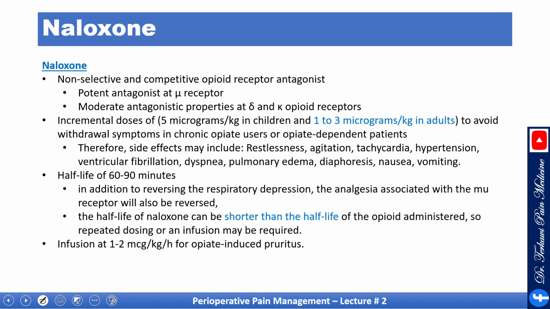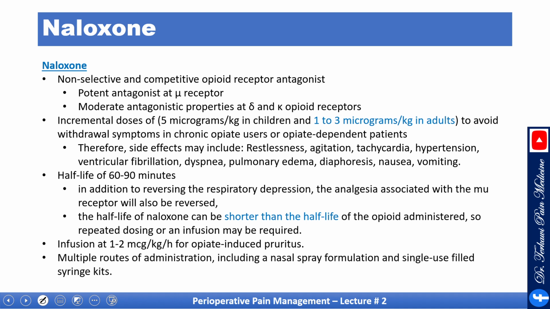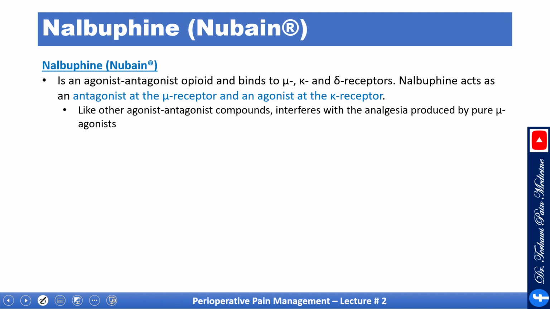Infusion can be 1 to 2 mcg per kilogram per hour for opioid-induced pruritus. Multiple routes of administration are available, including nasal spray and a single-use prefilled syringe kit. Now, nalbuphine, speaking of antagonists, nalbuphine or Nubain is an agonist-antagonist opioid and binds to mu, kappa, and delta receptors. Nalbuphine acts as an antagonist at the mu receptor and an agonist at the kappa receptor. Like other agonist-antagonist compounds, it interferes with analgesia produced by pure mu agonists.